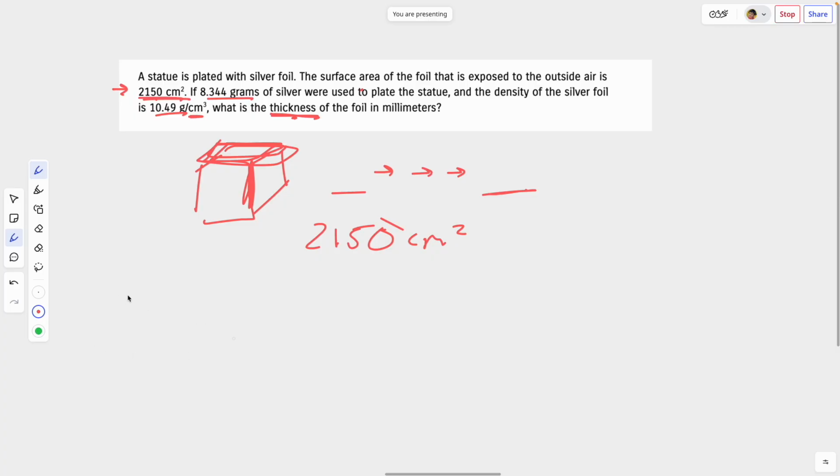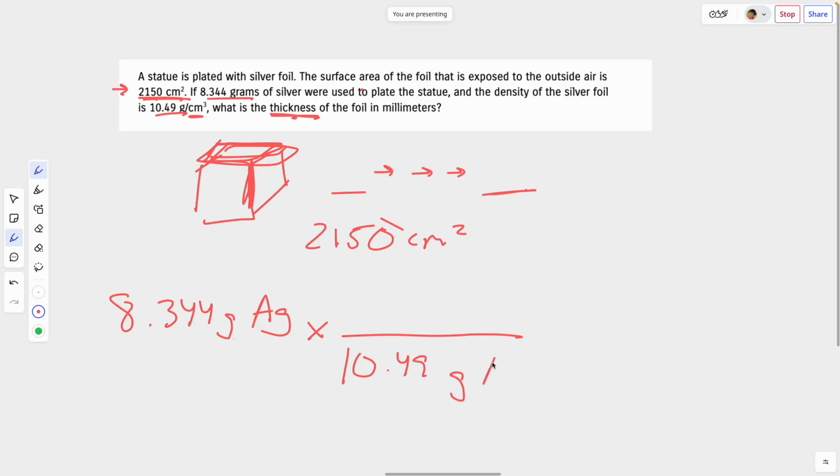So we can start out with 8.344 grams of silver, and then this density here is also a conversion factor, because it's saying that 10.49 grams of silver is also equal to 1 centimeter cubed of silver. So that's a conversion factor as well. That's equal to 1 essentially. So we can put this in the denominator, and then 1 centimeter cubed.